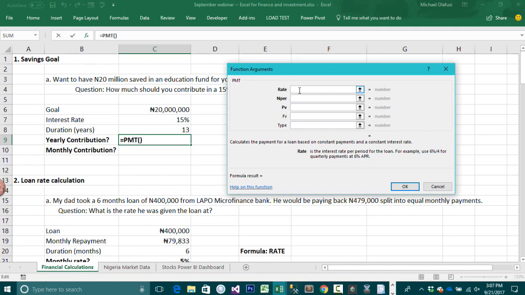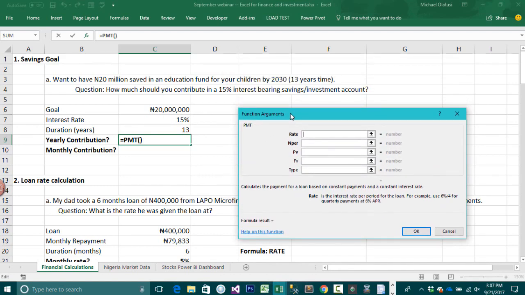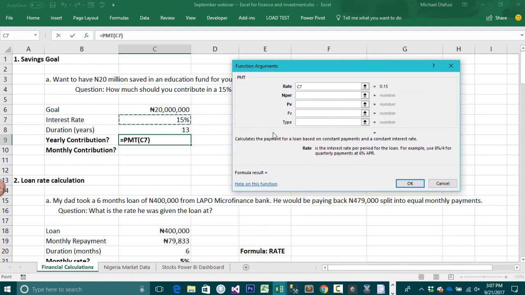So what is the rate at which the investment account, the bank, whatever it is you are putting your money in, what is the rate of return, the interest rate they will put on your money for you, right? So now let's start with the yearly contribution calculation. This rate is an annual rate, right? So I'm going to pick the rate here now, right?